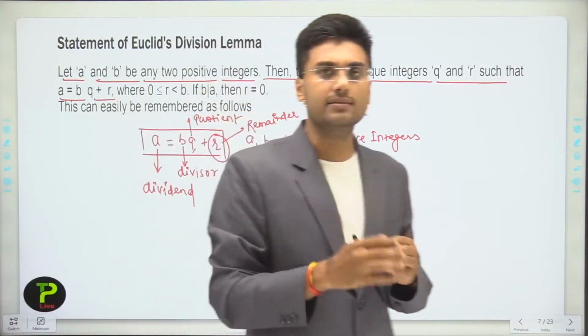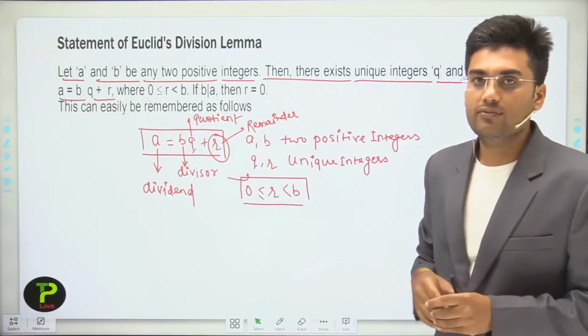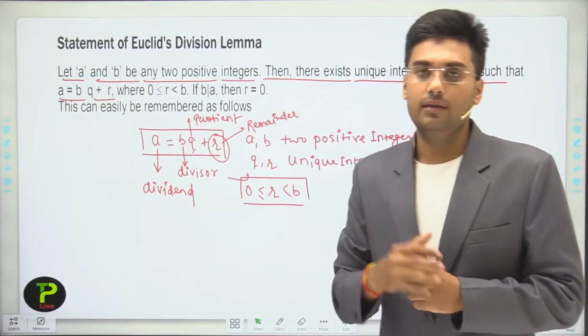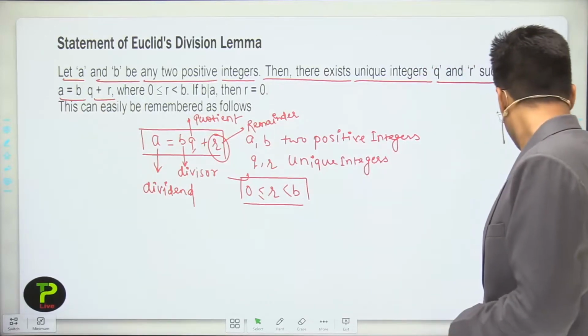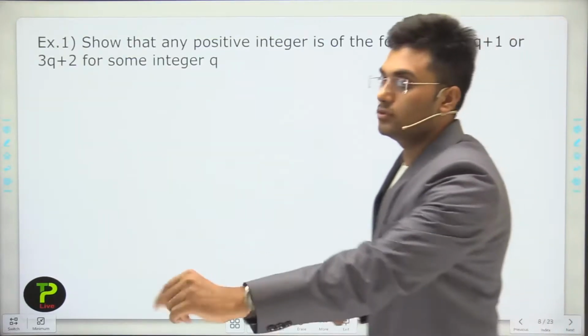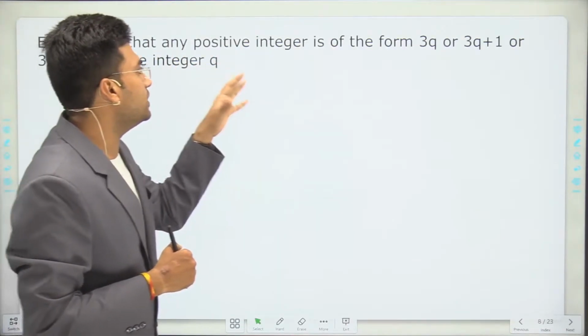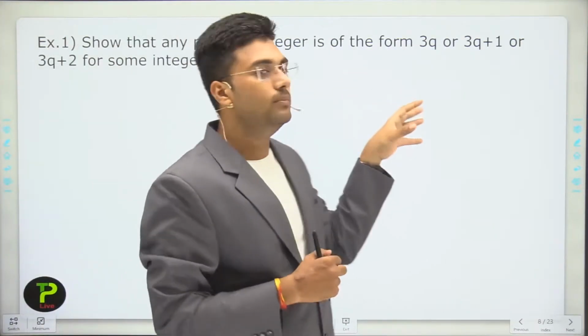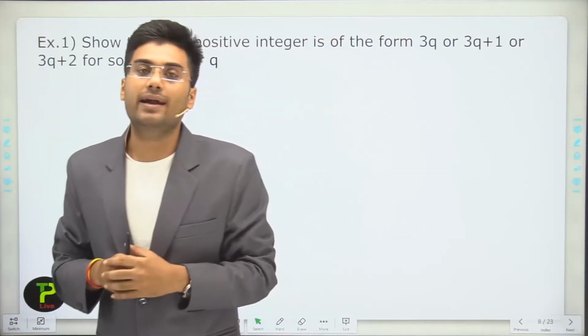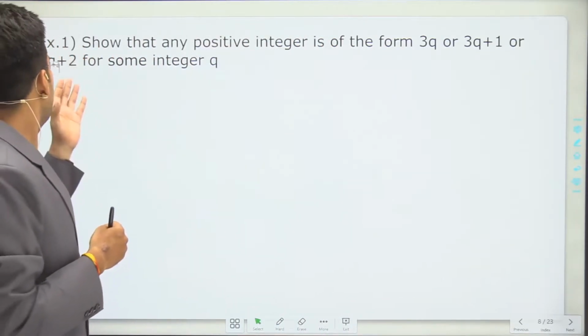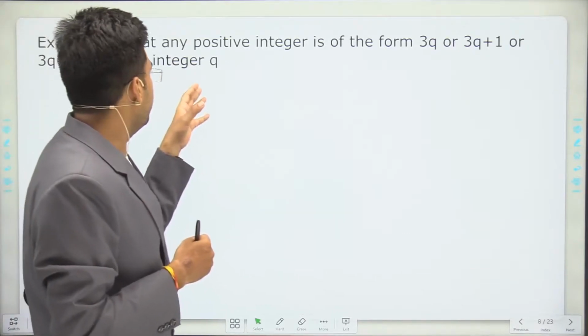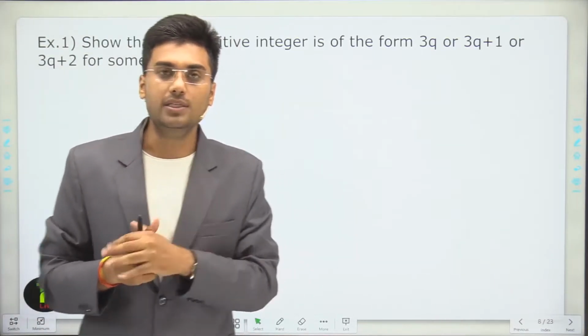Now let's discuss some examples which are based on Euclid division lemma. So the first example is, show that any positive integer is of the form 3q plus 1 and 3q plus 2 where q is integer.